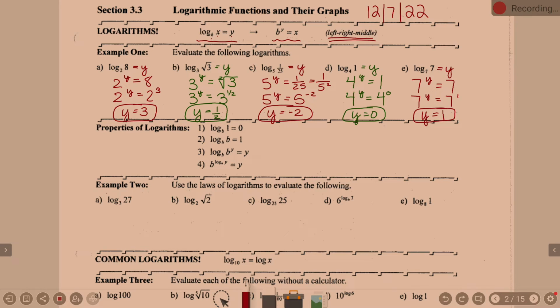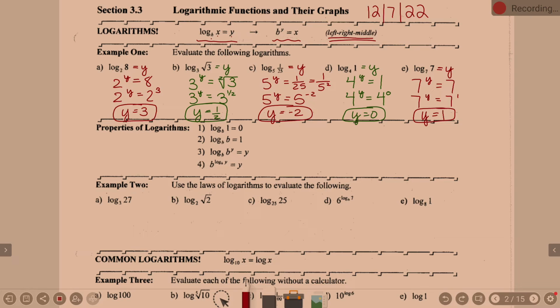Okay, those were your basically evaluate problems. Now, properties of logs are going to be quicker ways to do some of the problems we just did. Property 1 says log base b of 1. Log of any base of 1 is always going to equal 0. So example D, log base 4 of 1, equaled 0. We wouldn't have to do that work.